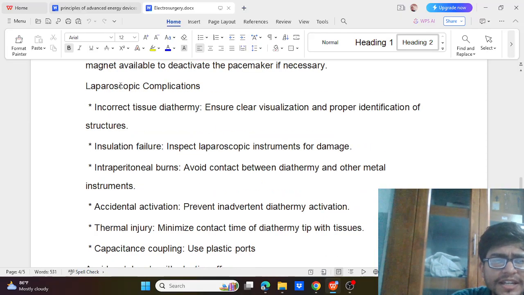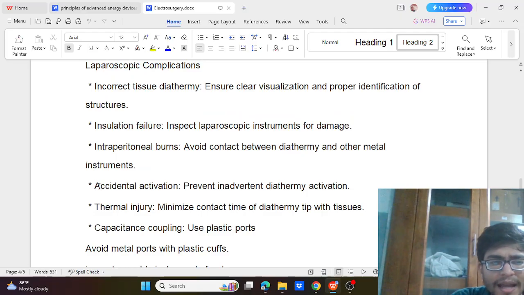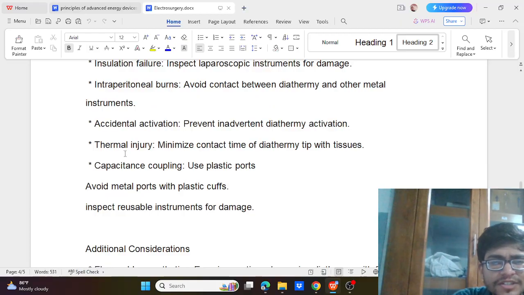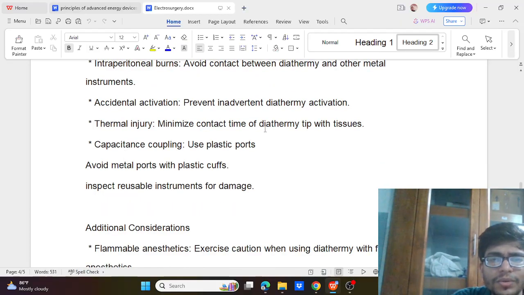Then some laparoscopic complications associated with diathermy. That is incorrect tissue diathermy, where improper visualization and inability to identify the proper structure can result in incorrect tissue injury. Insulation failure due to damaged instruments. Intraperitoneal burns due to contact between diathermy and metal instrument. Accidental activation is a possibility. Thermal injury due to contact time with the tissues, so you have to minimize the contact time of the diathermy with tissue.